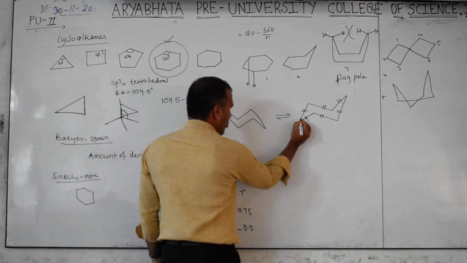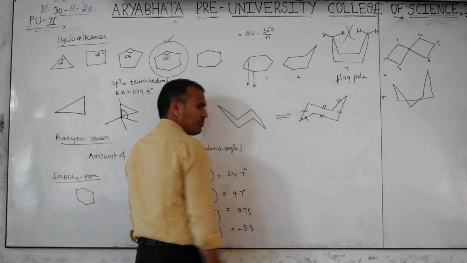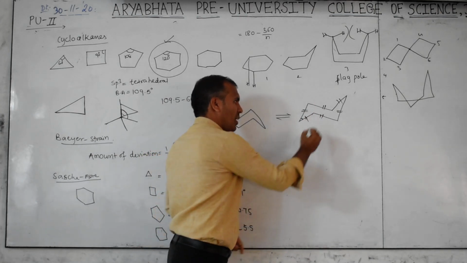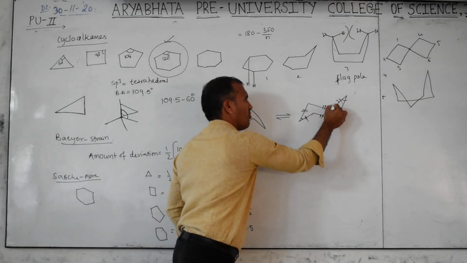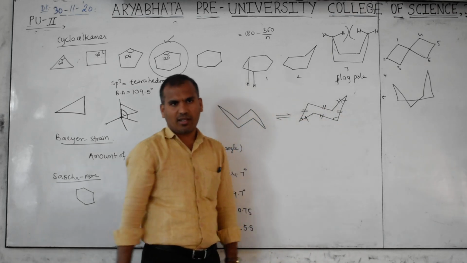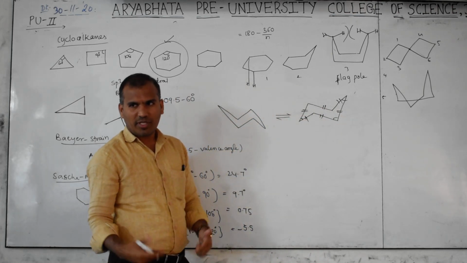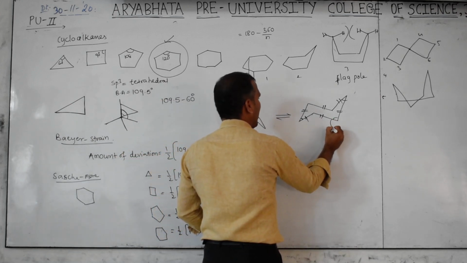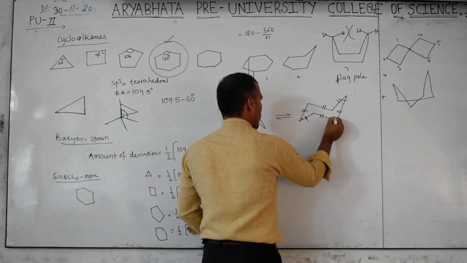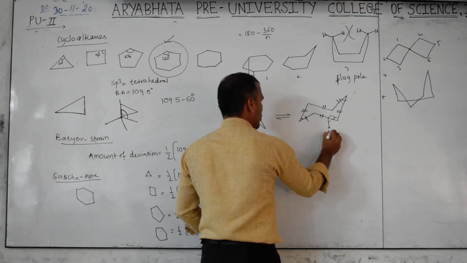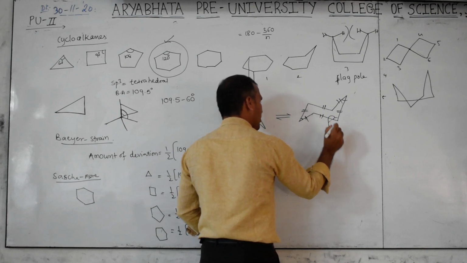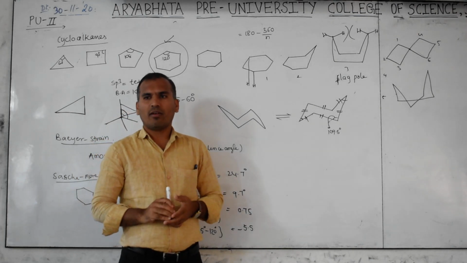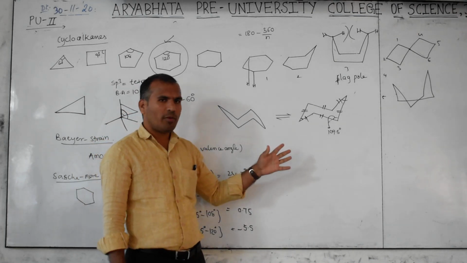Then can you expect what is the angle here? What is the angle here also? Whatever the possibilities of the angle, what is the angle? Expecting is not difficult. Already they experimentally observed. This angle is 109.5 degree. Therefore, no angle of deviation in chair form.